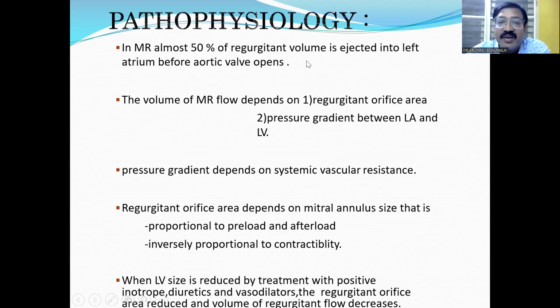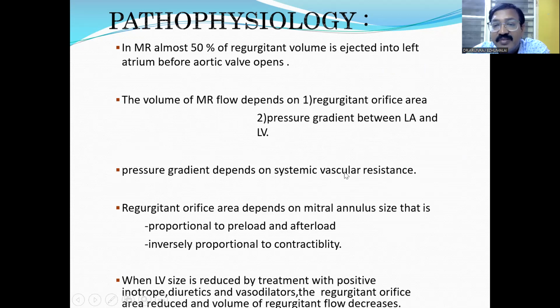In almost 50% the regurgitant volume is ejected into the left atrium before the aortic valve opens. Even before the aortic valve opens, almost all the blood goes into the left atrium. The volume of MR flow depends on the regurgitant orifice area. When the orifice is big, more blood goes into the left atrium. And also the pressure gradient between the left atrium and left ventricle.